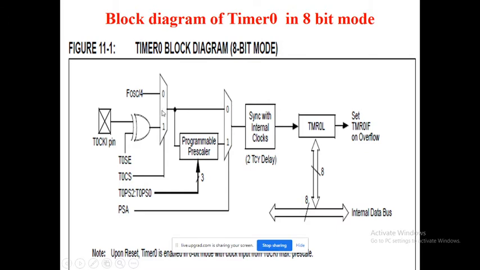Next, regarding the prescaling facility. Suppose you are not interested in prescaling, then the clock passes directly to the next part. Suppose you are interested in prescaling. Prescaling is done with the help of PS0 to PS2, the last 3 bits. With the help of 3 bits we are providing 8 options: divided by 2, divided by 4, up to divided by 256.